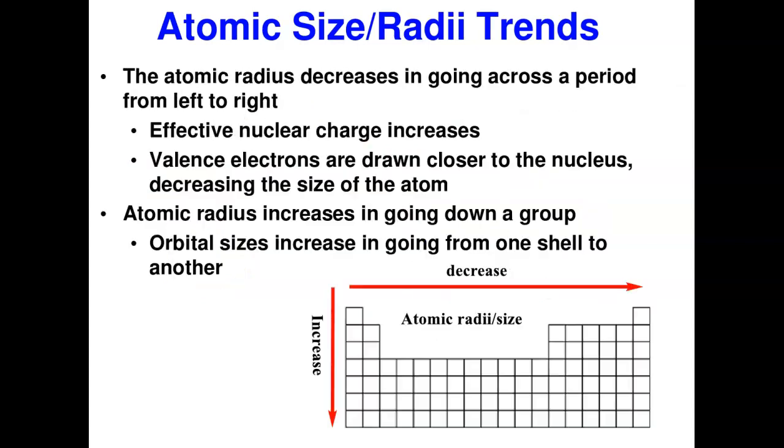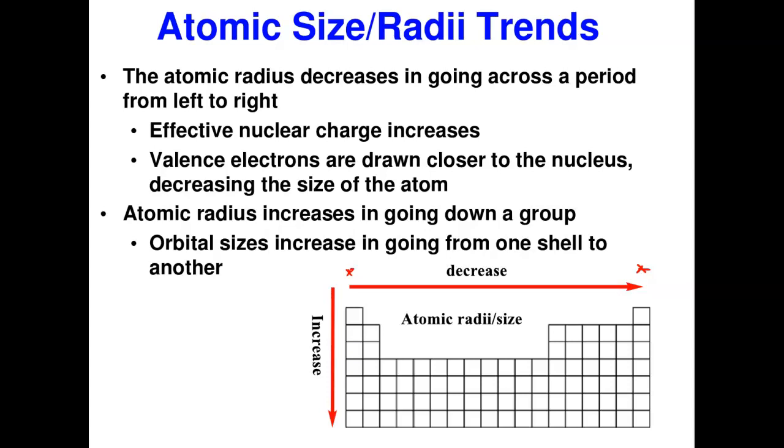So going to the actual trend, what is the trend? The atomic radius decreases as we go across the period, from left to right. You see, as I'm going from my left towards my right, the atomic radius does what? Decreases. Why does it decrease? It decreases because the effective nuclear charge increases.